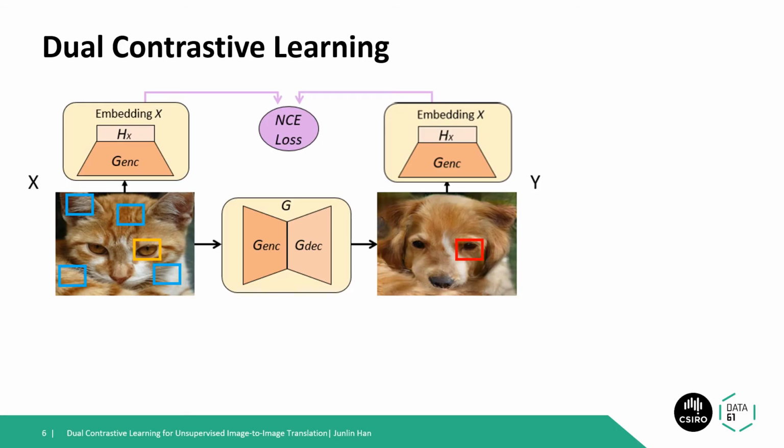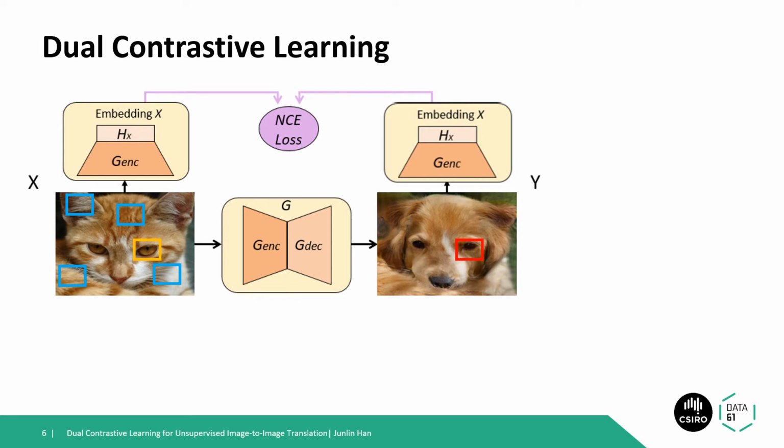Here is a demo of CUT. The goal of the NCE loss is that, given a red patch in the output image as query, we need to find its yellow positive patch with the same location, rather than the rest of the blue negative patches. CUT uses one projection head and one encoder, where the encoder is the first half of the generator, to extract patch information from the input image as well as the output image.